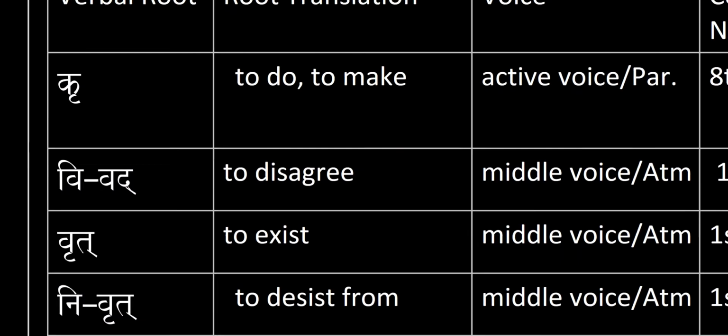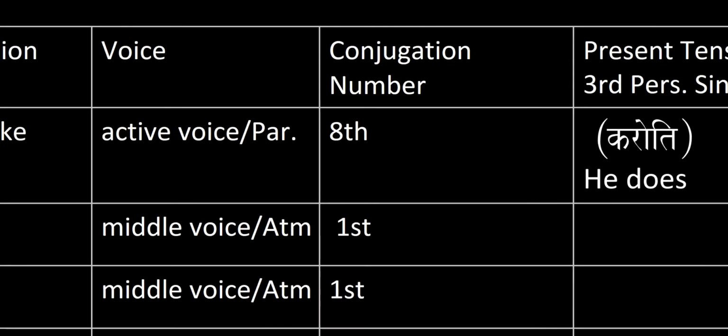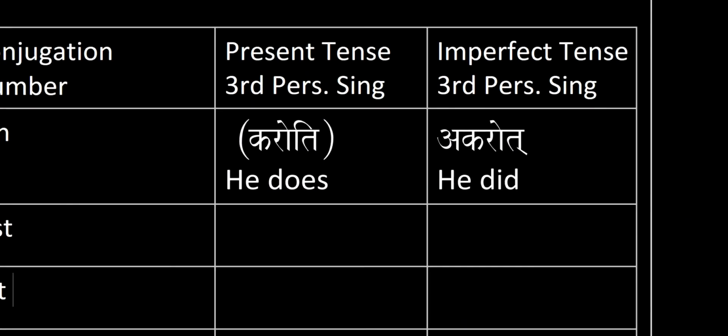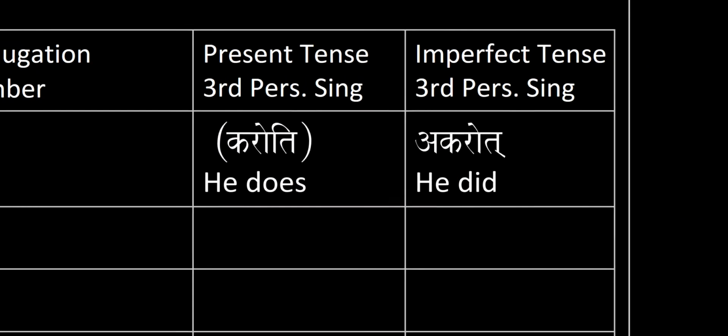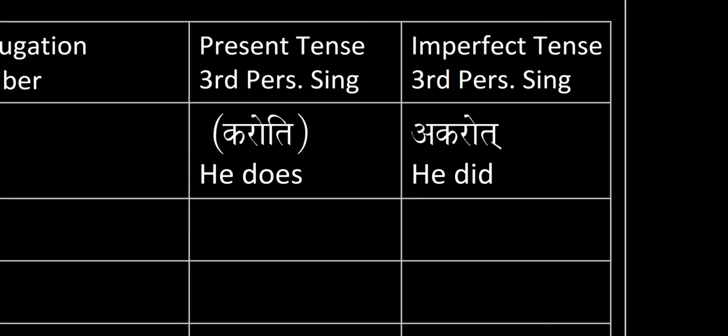Another example, well, this was another irregular verb, and this is the eighth conjugation, so I just gave it to you. Present tense is karoti, and then imperfect tense is akarot. Now I have the meaning here so that I can know that in present tense, karoti means he does. And imperfect tense, I have akarot, he did, so that I can know the difference between the translations.